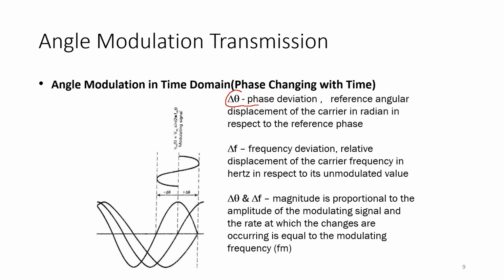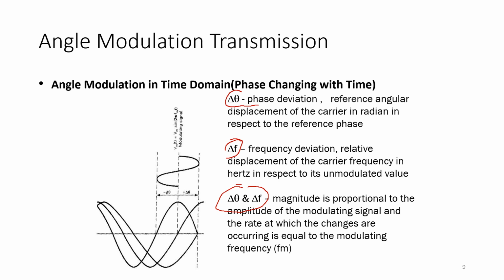phase. Every time you can see delta F, this is frequency deviation. Okay, so deviation means change with respect to time. So this is a relative displacement of the carrier frequency in hertz in respect to its unmodulated value. So both your phase deviation and your frequency deviation, the magnitude is proportional to the amplitude of the modulating signal, and the rate at which the changes are occurring is equal to the modulating signal frequency.